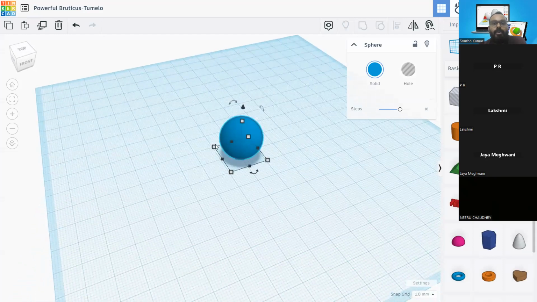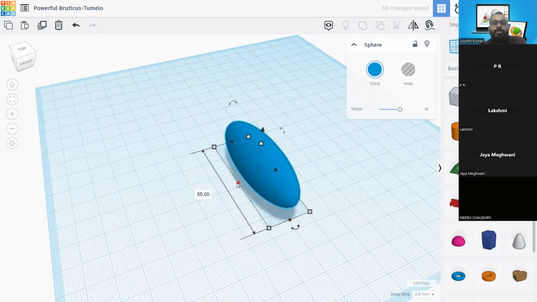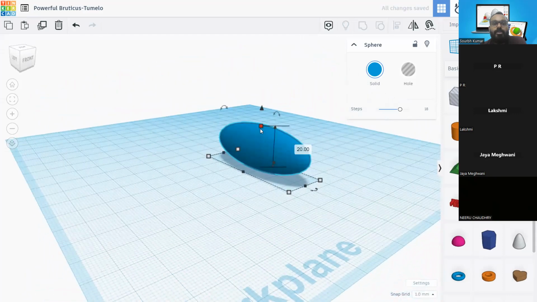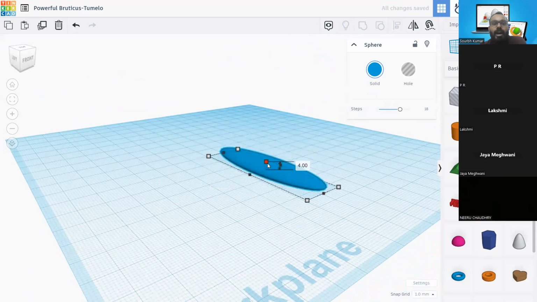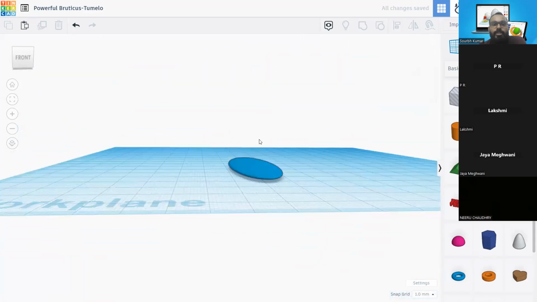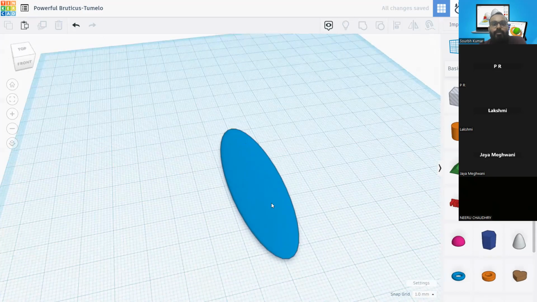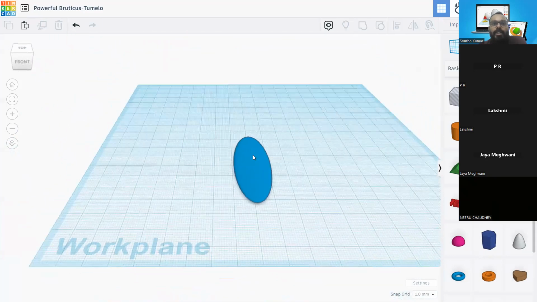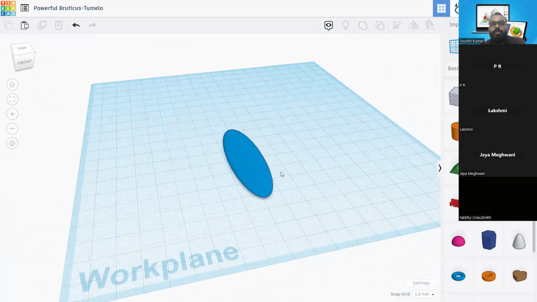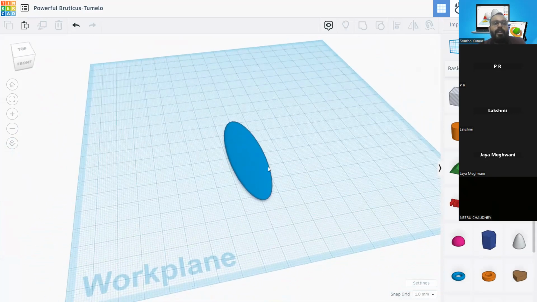Right now we don't need any specific dimension because we are just going through the conceptual understanding. So I'm dragging it a little, increasing the length and reducing the height. Now it looks like one of the petals mentioned in the PDF. I have one petal, so let's use some of the tools to replicate this petal and make a complete flower out of it.